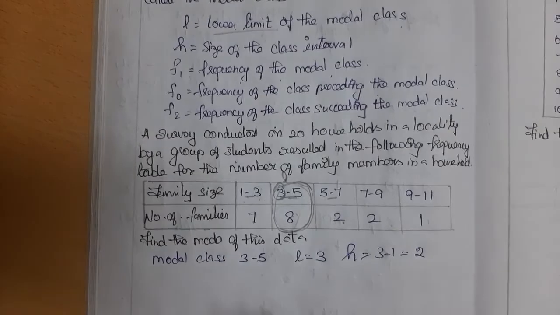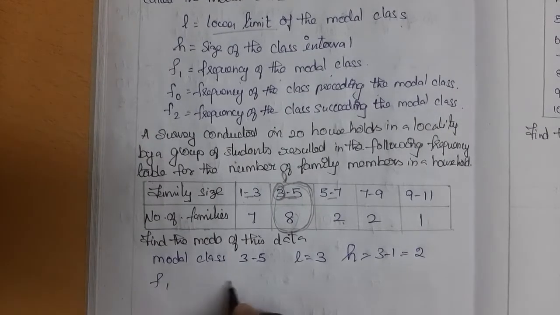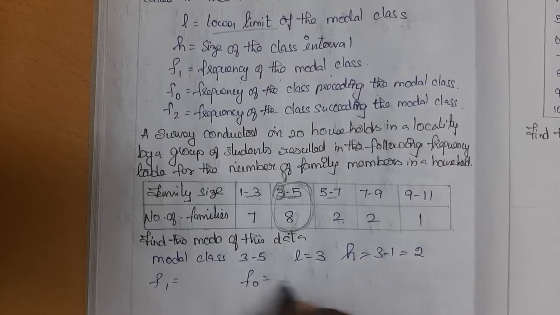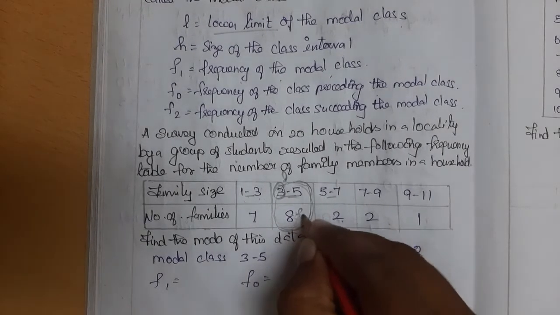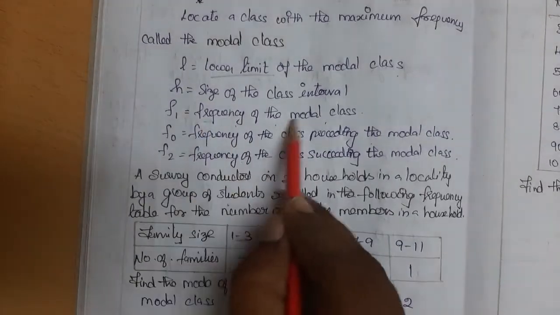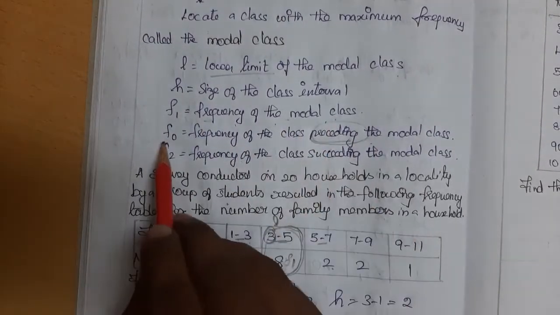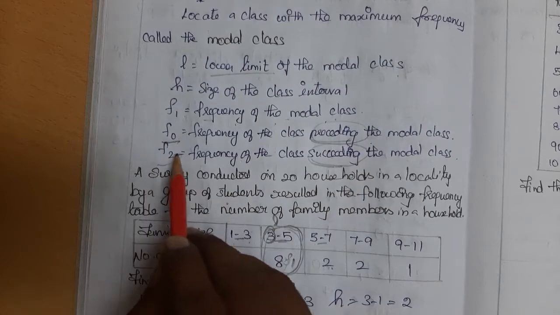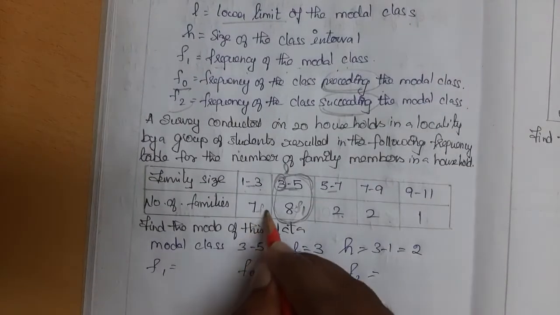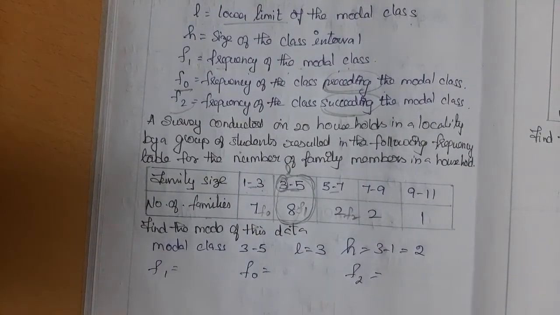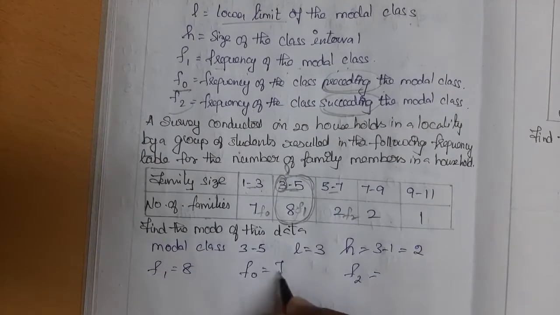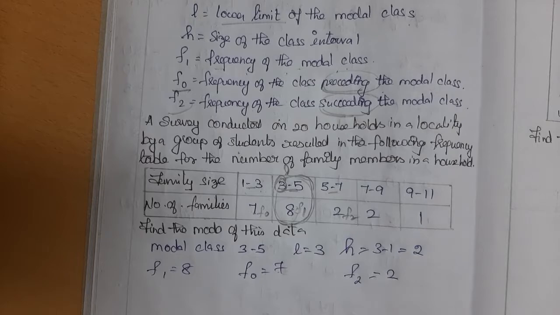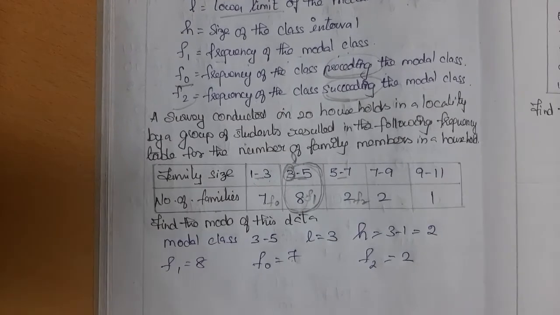So next we have to find the frequencies F1, F0 and F2. That is easy. The modal class frequency is the F1, right? That is the frequency of the modal class. Preceding is the F0, succeeding is the F2. So preceding, this is the F0, and succeeding is the F2. That means F1 is 8, F0 is 7, and F2 is 2. That's it. Now we can apply it in the formula.